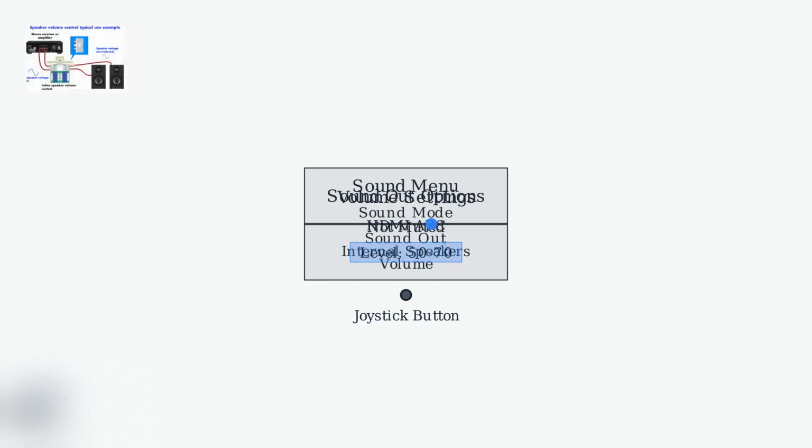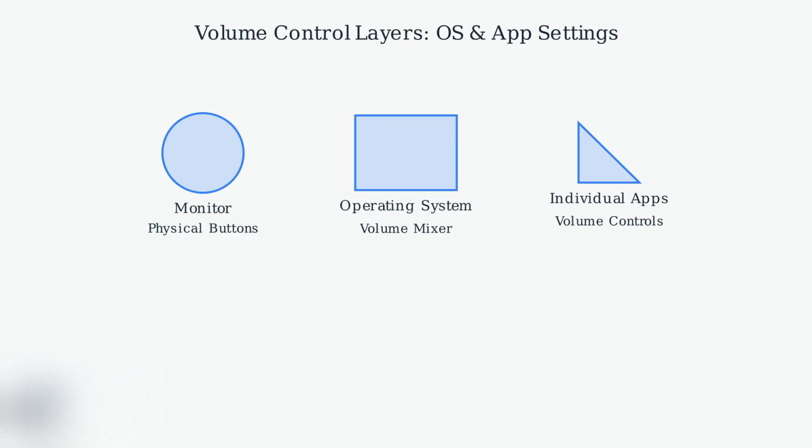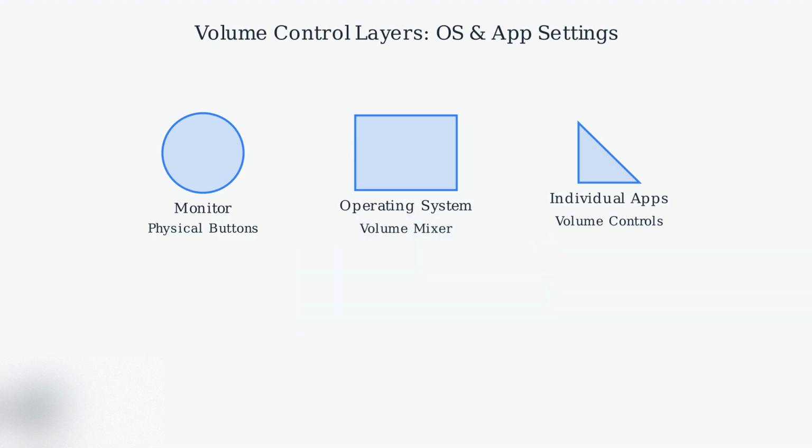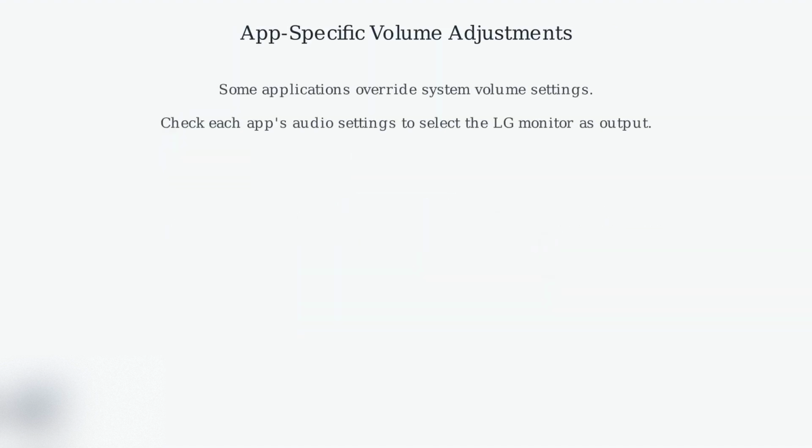Ensure the volume is not muted and set to a reasonable level, such as 50 to 70 within the OSD menu. Volume is controlled at multiple levels: the monitor's physical buttons, your operating system's volume mixer, and individual applications. First, ensure the monitor's physical buttons aren't set to mute or too low volume. Second, check your operating system's volume mixer for device-specific controls. Third, individual applications may have their own volume controls that override system settings. Applications like games, media players, and streaming software can override your system's default volume settings. Each app has its own audio configuration that needs to be checked.